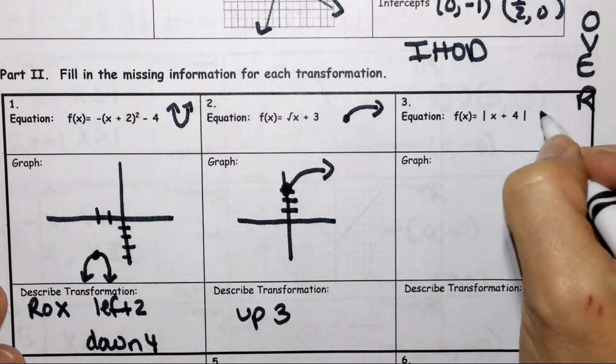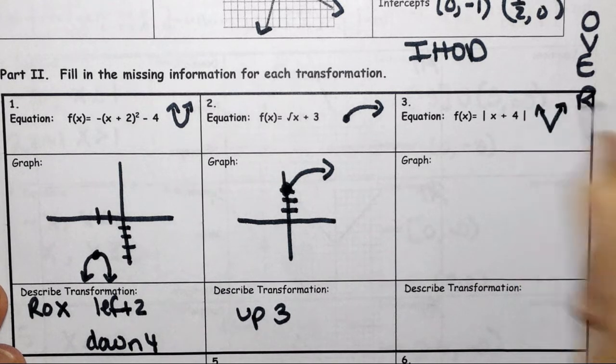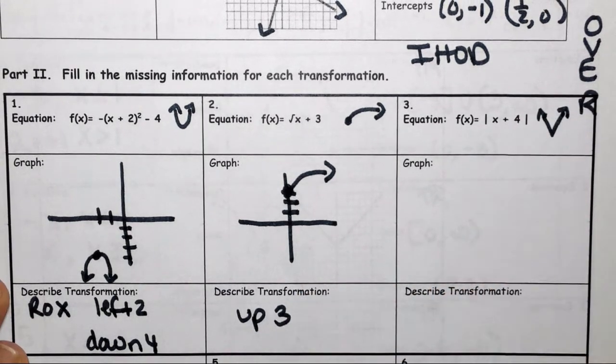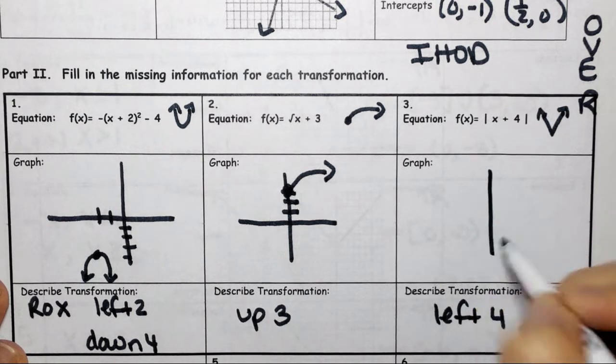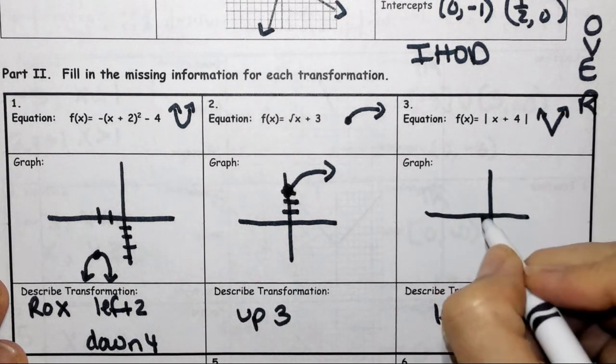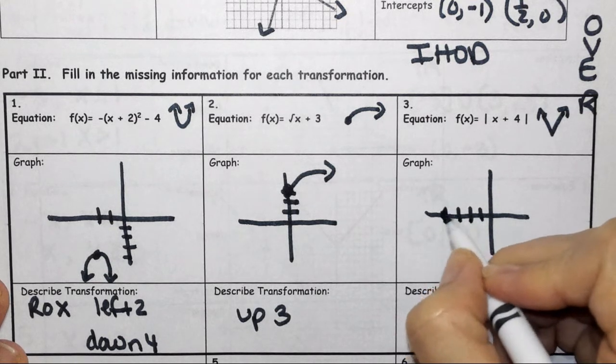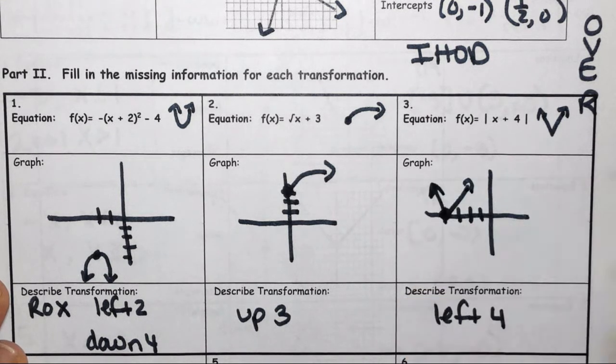This parent function is my absolute value. My absolute value is the one that looks like the V. The plus 4 is inside, so again we're going to do the opposite. It's going to go left 4. Absolute value usually starts at (0, 0), but this one's going to start at (-4, 0), and then look like the parent function.